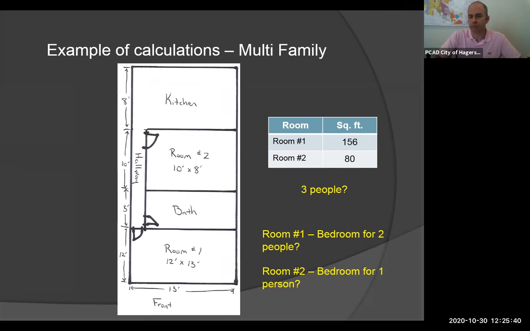Now let's take another multifamily structure. This time we're coming in off the hallway from the left here, and then we have 2 rooms, a bathroom and a kitchen. Room 1 has 156 square feet, and room 2 is 80 square feet. Looking at those, I could say room 1, I could potentially get, let's even say 3 people in that one, and room 2, I could get 1 person. So I have 3 people here, but doing the calculations with me, I could tell I'm wrong on the slide. We're saying, oh, that could potentially be larger.